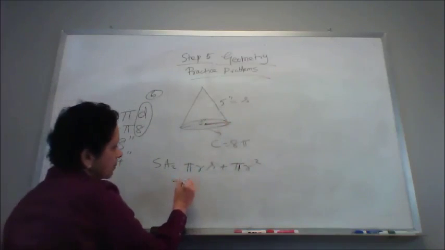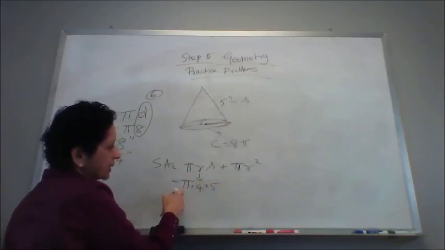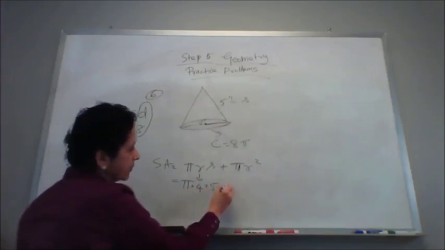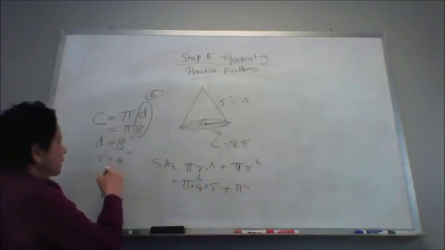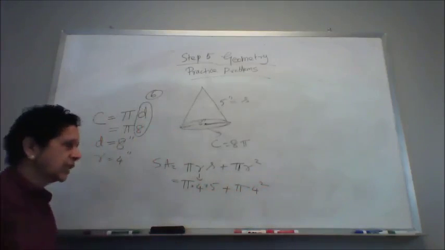So then it's pi, plug in r equals 4 and s equals 5, right? So pi times 4 times 5, that's what that means. And then plus pi, then r is 4, so 4 squared. 4 squared is 16.